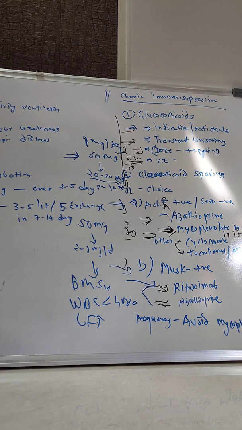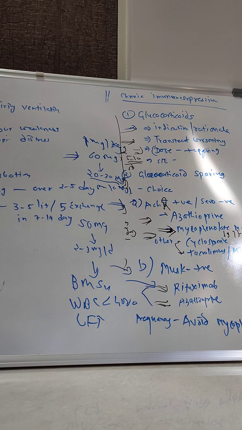Mycophenolate mofetil is a good drug because it acts only on lymphocytes and does not have such bone marrow suppression. But a very important thing is that we should avoid mycophenolate mofetil in a patient who is pregnant. Other second line drugs like cyclosporine and tacrolimus can also be used. Rituximab is a CD20 antibody, an emerging drug used in many autoimmune conditions, and nowadays used in patients who are anti-MuSK antibody positive.